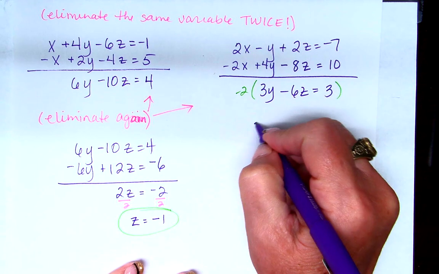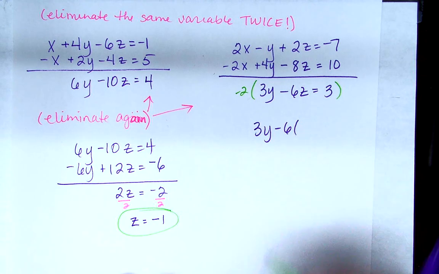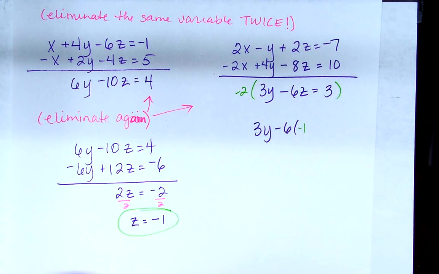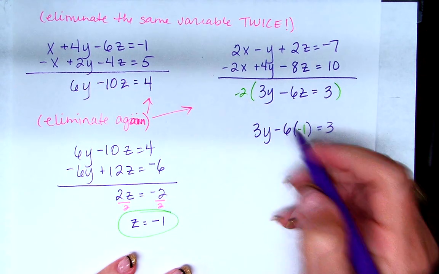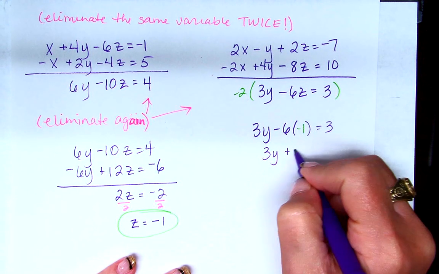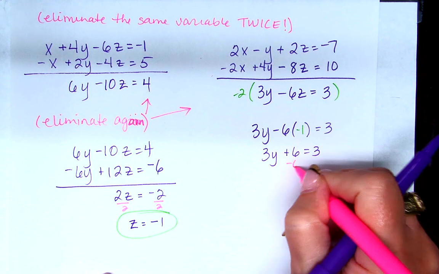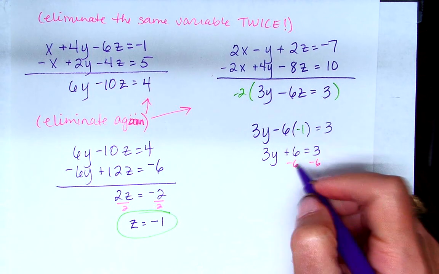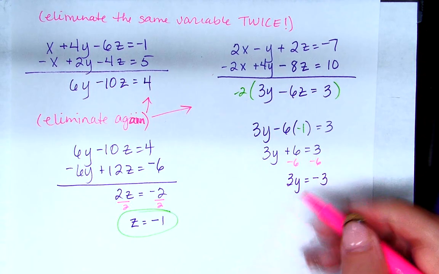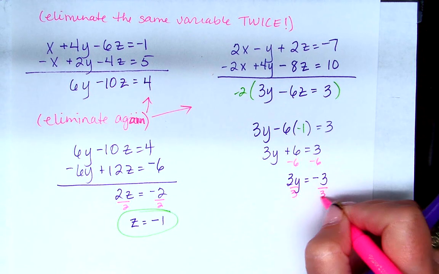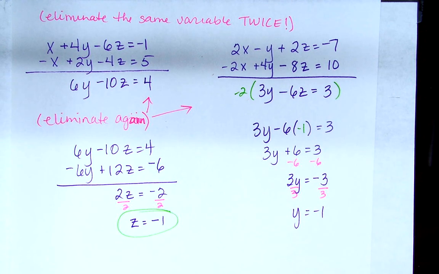Yes. Okay, so 3y minus 6 times negative 1 equals 3. So 3y plus 6 equals 3. Correct. Negative 3. So what does y equal? Negative 1. Perfect. Now I'm about to put it into one more thing.